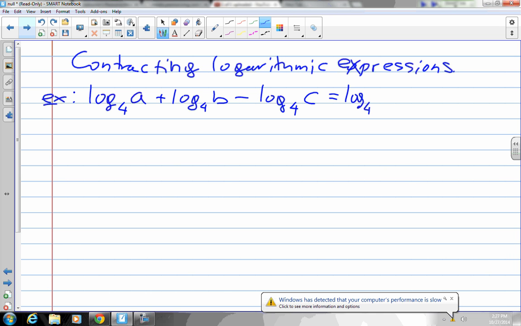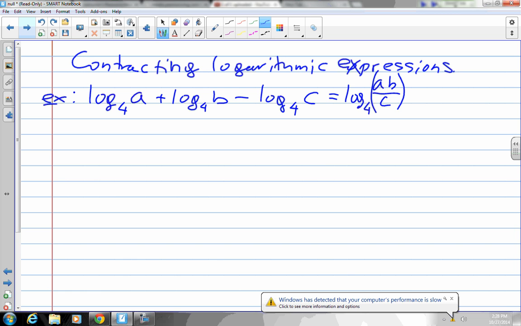Addition becomes multiplication, subtraction becomes division. So really, everything with a plus ends up in the numerator, everything with a minus ends up in the denominator. So that will be AB over C. So yes, that's how you would do that one. All the pluses go on the top, all the minuses go on the bottom. Okay?